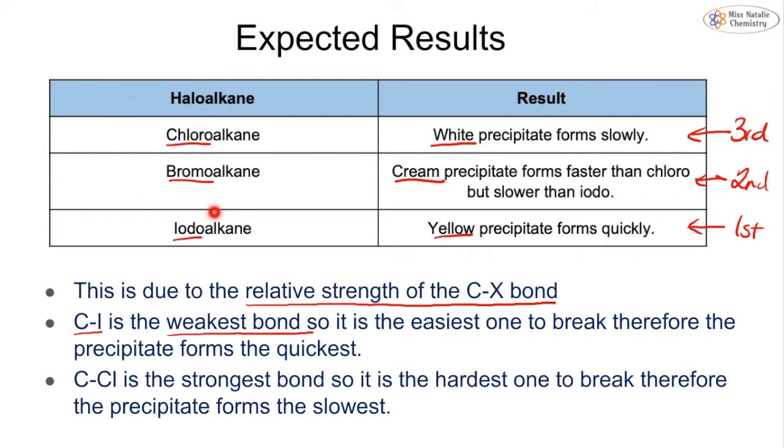The carbon-chlorine bond is much stronger, and it is the strongest of the three. So because it is the strongest, then the precipitate is going to form the slowest. We don't even look at carbon-fluorine because that bond is far too strong and we wouldn't see a measurable result.